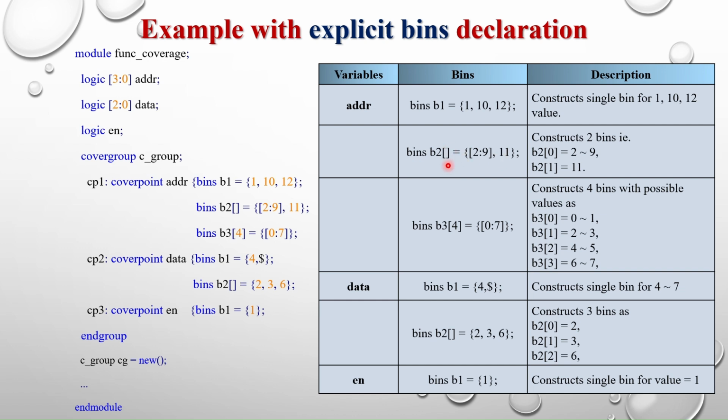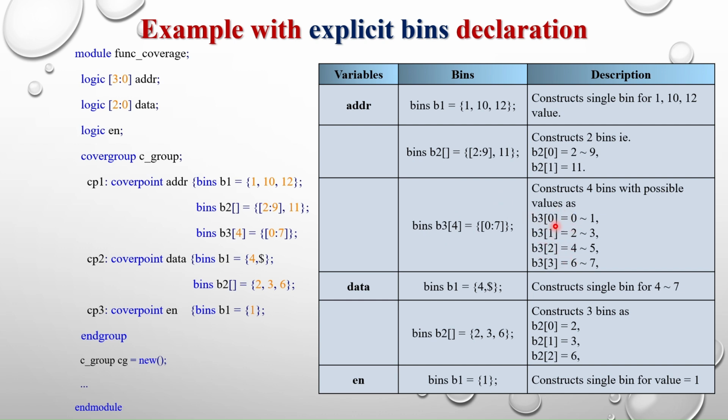So here this is the vector bins, because we have a square bracket and the size is not specified. That's why it constructs two bins, b2 of 0 and b2 of 1. The first element goes to the first bin and the second element goes to the second bin. And the third definition is B3 of 4. Bins B3 of 4 means the size is fixed, so 4 bins will be created: B3 of 0, B3 of 1, B3 of 2, B3 of 3.